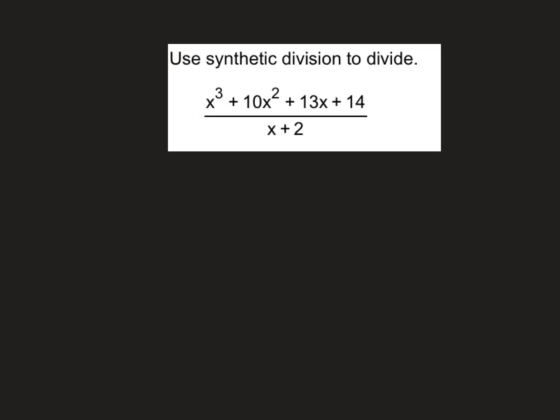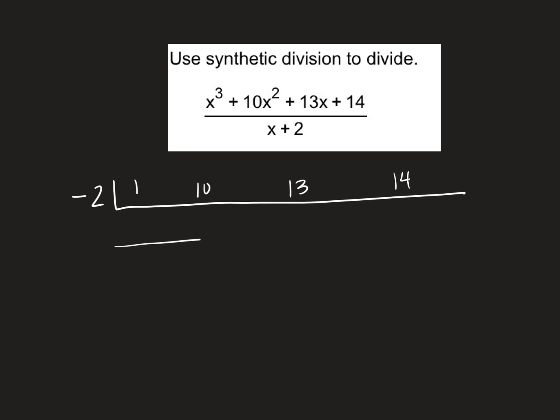Let's try it again. Synthetic division, and we're going to go the opposite. So +2 becomes -2, and then it's x cubed. The coefficient is 1. X squared's coefficient is 10. X's coefficient is 13, and my constant. So the 1 comes down. I do -2 times 1 is -2. When I add these together, I get 8.